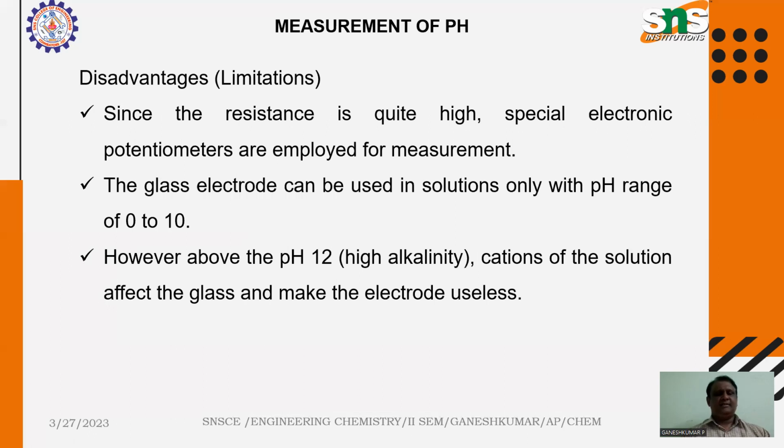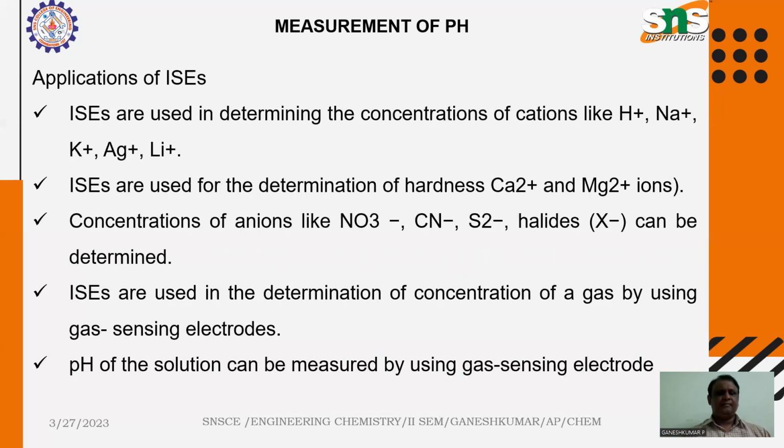The disadvantage is that since the resistance is quite high, a special electronic potentiometer should be used. And this glass electrode cannot measure the whole pH scale of 0 to 14. Above 10 up to 14, it cannot be used. A pH nearly or above 12 is highly alkaline, and the glass gets affected by this alkaline solution. Generally above 10 it is useless. So between 0 and 10, it can be used to measure.